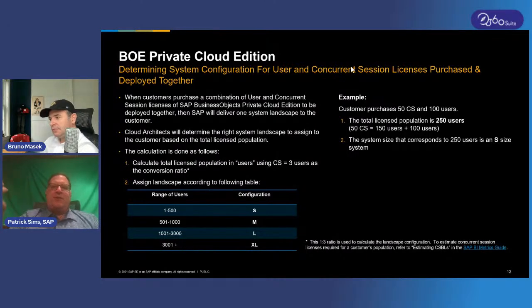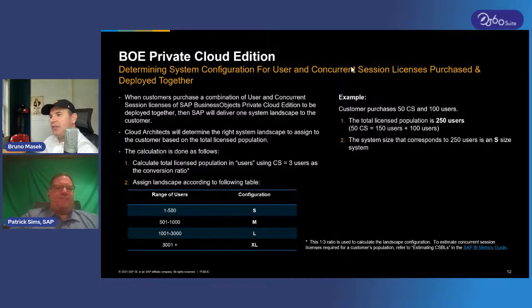So to do your t-shirt sizing, you would take those 50 and multiply them by 3 to get 150 users. And then you have your 100 named users. And that 250 is what we would use as your t-shirt size for the configuration. So fairly straightforward there. Okay, so you're using a factor of 3. A factor of 3, correct.